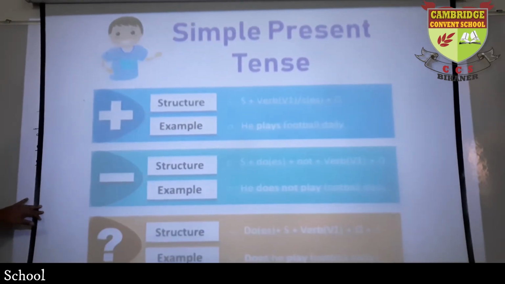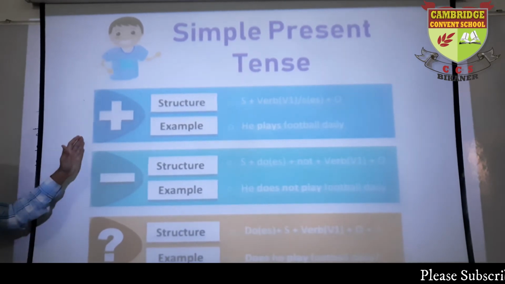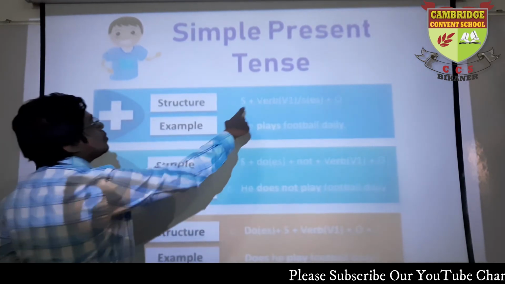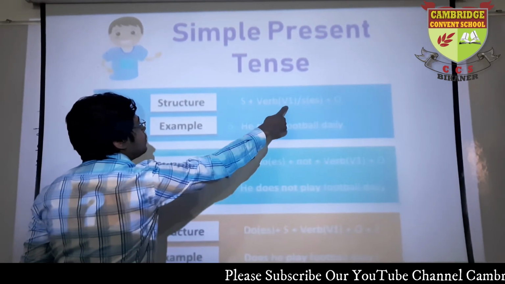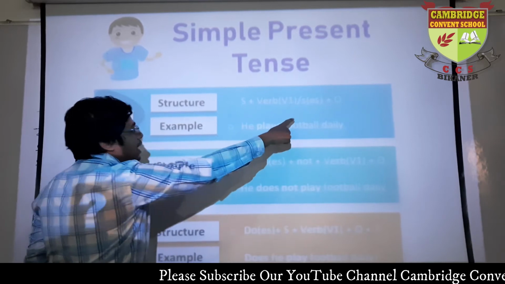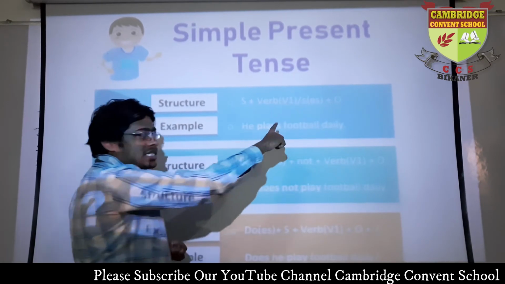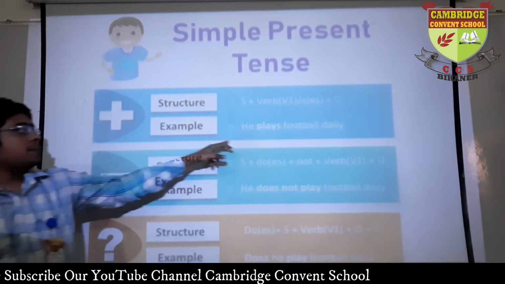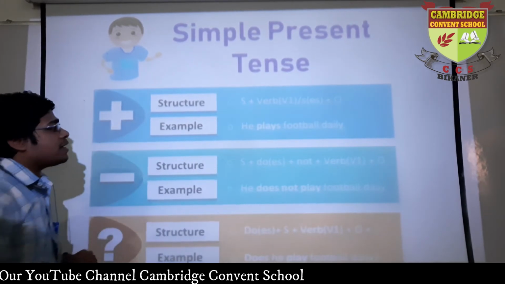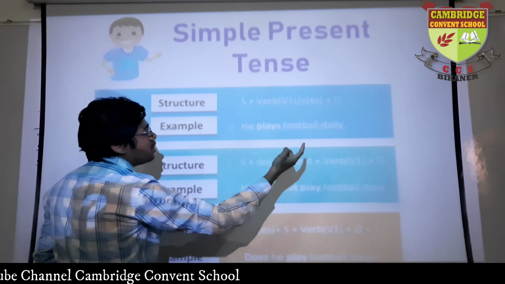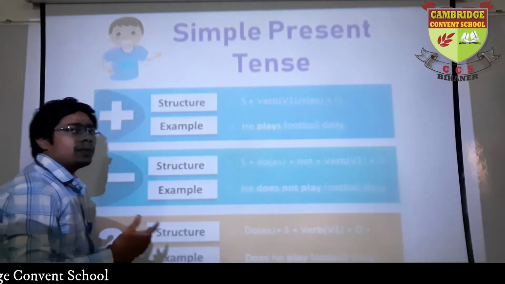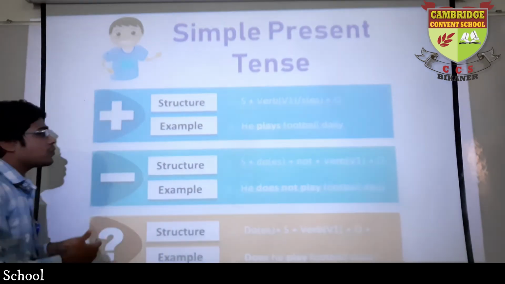Let's discuss the simple present tense. You can see the structure of the present simple tense is subject plus verb first form, V1, and put s or es as necessary, plus object. Example: he plays football daily. Where we put s or es, we will discuss it sometime later, after this page.